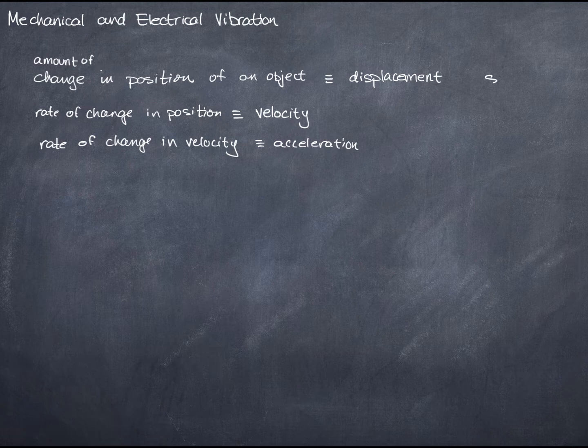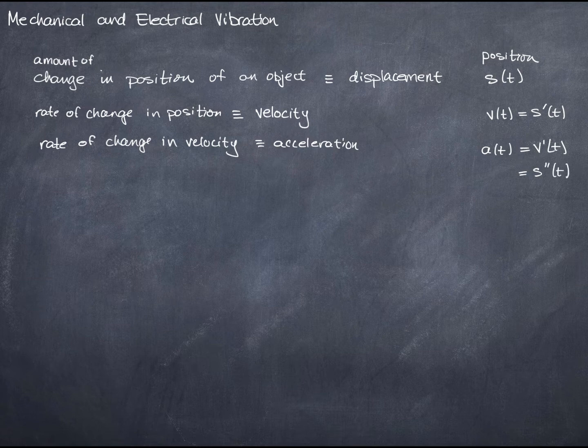Position is frequently represented by a function s of t. Since the rate of change of position is velocity, velocity is the first derivative of position. And acceleration, since it's the rate of change of velocity, is the first derivative of velocity. But since velocity is itself a derivative, we can call this the second derivative of position.